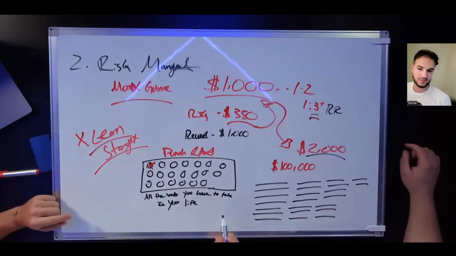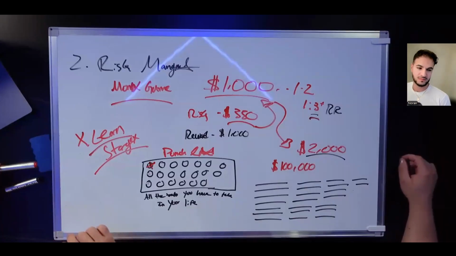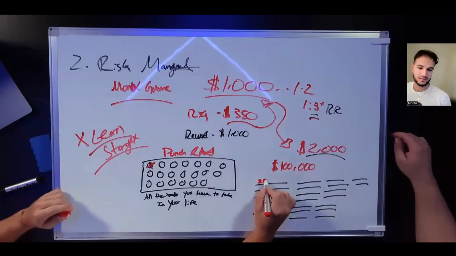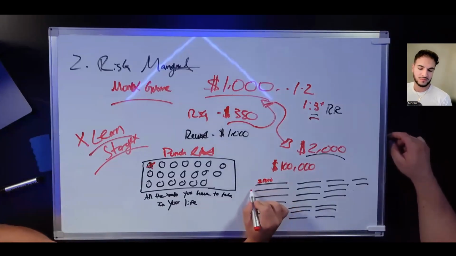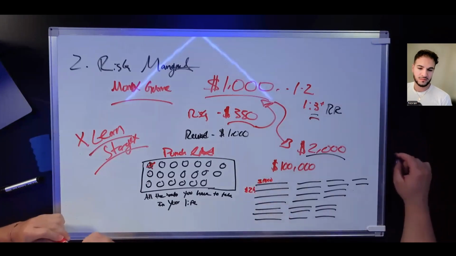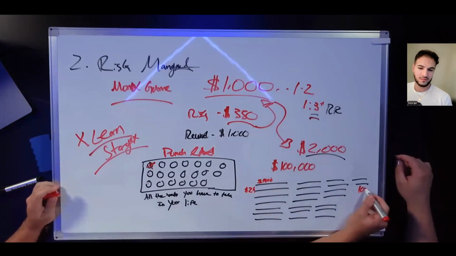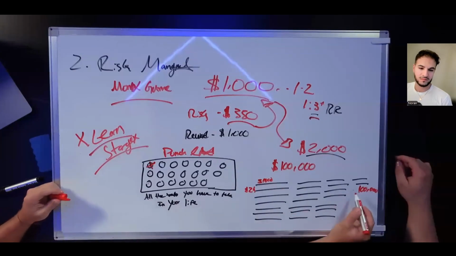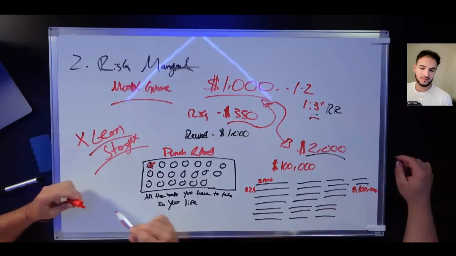24 weeks. So your first week, you've already taken $1,000 to $2,000, so now this starting balance is 2K. Now, your end goal is $100,000, so that's your end goal by week 24. Now, what you have to do is go backwards.